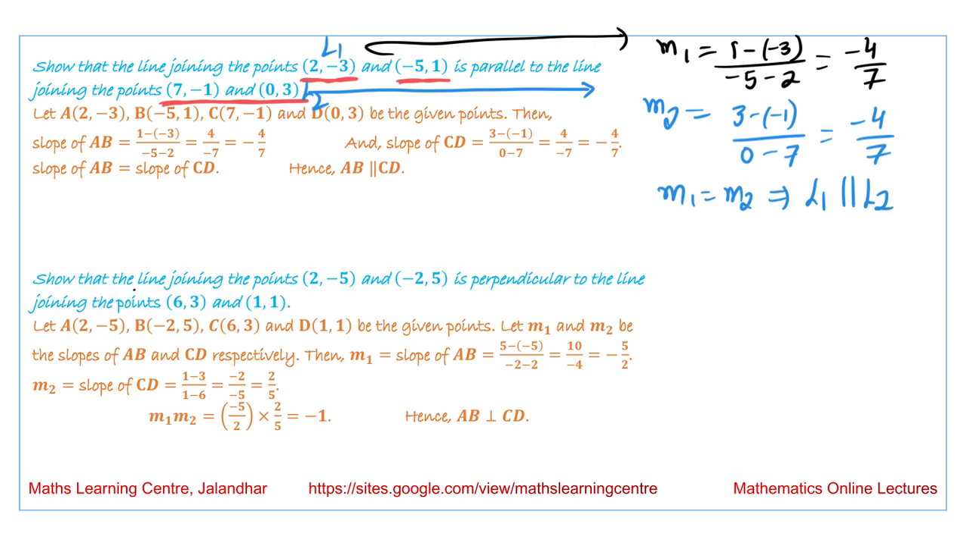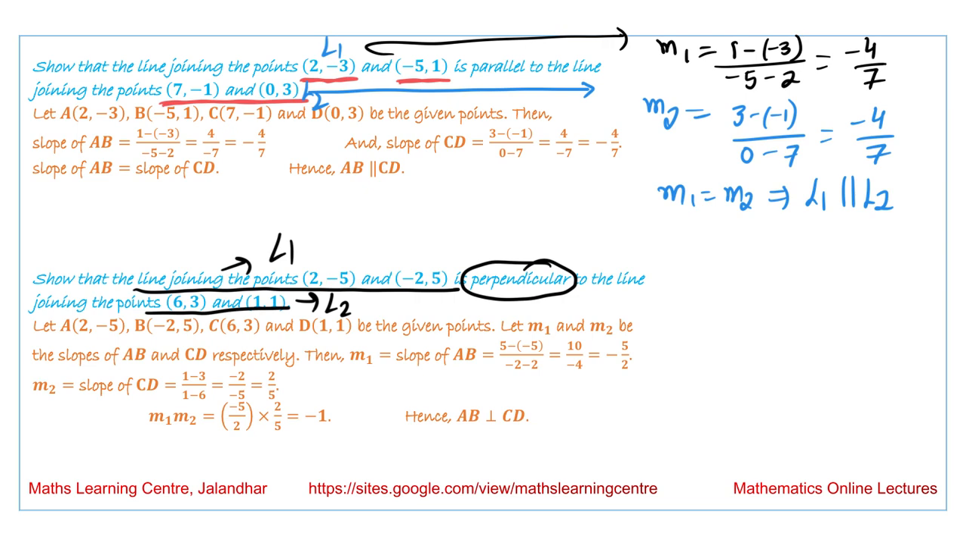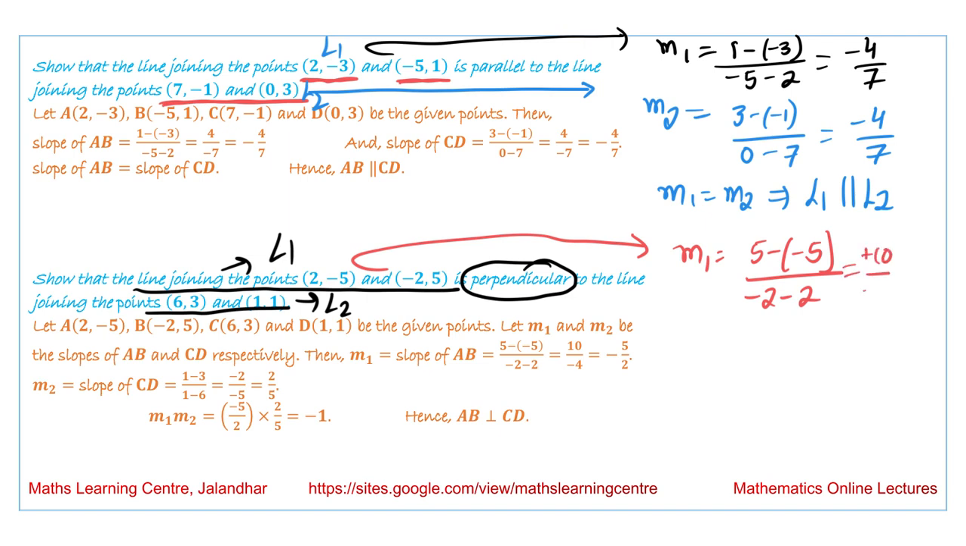Next is, show that the line joining these points, say this line is L1 and this second line is L2, are perpendicular to each other. For the line L1, the slope m1 is equal to 5 minus minus 5 divided by minus 2 minus 2. The answer we obtain is plus 10 by minus 4, which is equal to minus 5 by 2.